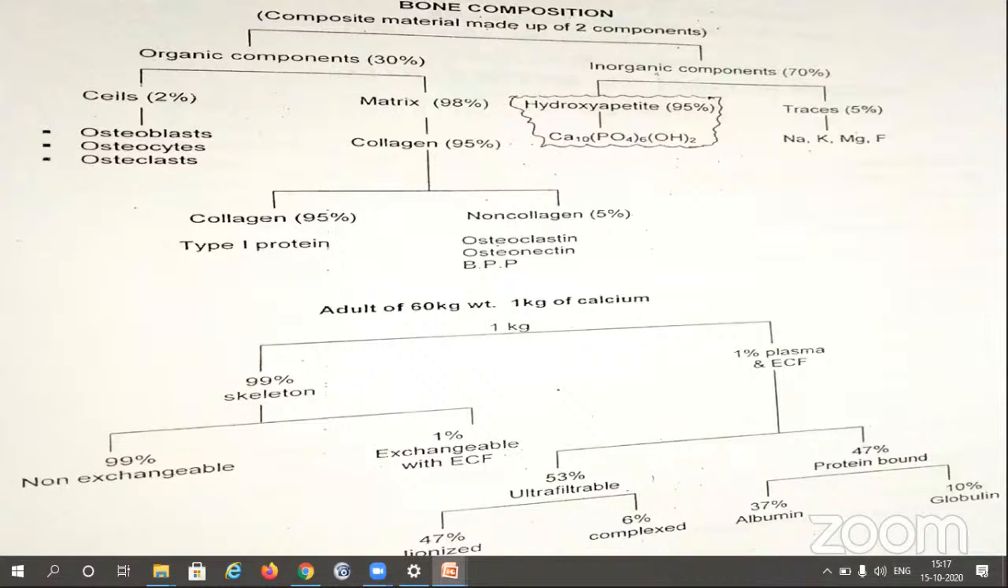In an adult of average 60 kg weight, 1 kg is the calcium, of which 99% is present in the skeleton and 1% in plasma and extracellular fluids. In skeletal calcium, 99% is non-exchangeable and 1% is exchangeable. In plasma, ultrafiltrable is 50% and protein bound is 47%. As I said, the main protein bound is albumin, which is around 37%, and 10% is bound to globulin.